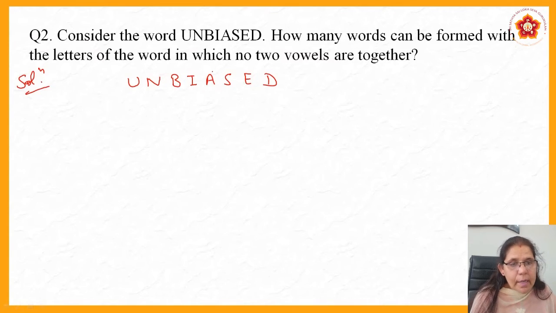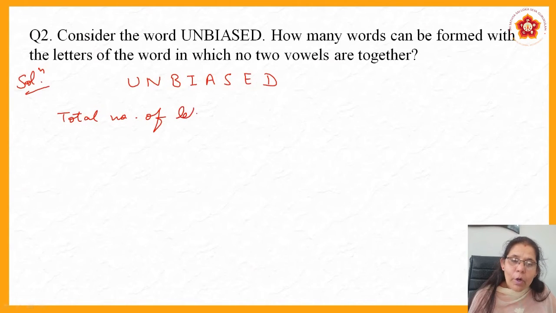How many words can be formed with the letters of the word unbiased in which no 2 vowels are together? Total number of letters in the word unbiased is how many? 1, 2, 3, 4, 5, 6, 7, 8. So we have got 8 letters in the word unbiased.